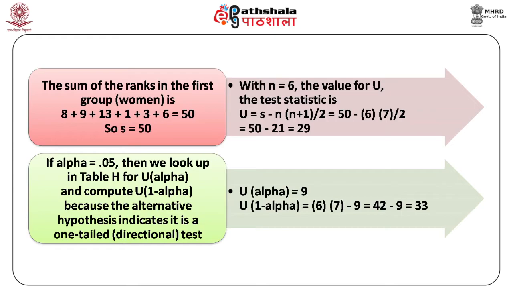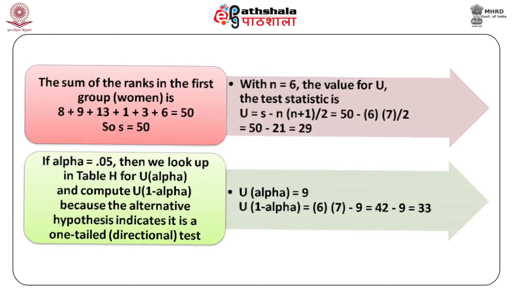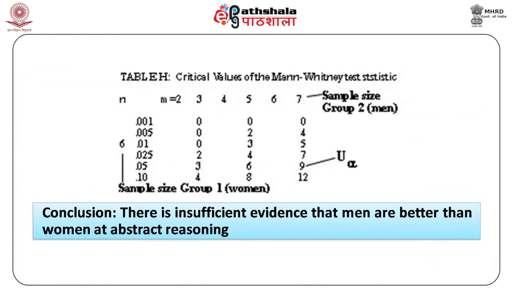If alpha is 5% or 0.05, then we look up in table H for U alpha and compute U1 minus alpha, because the alternate hypothesis indicates it is a one-tailed, that is, directional test. U alpha is equal to 9 and U1 minus alpha equals 6 into 7 minus 9, that is 42 minus 9, which is 33. Decision rule: reject the null hypothesis if U is less than 9 or U is greater than 33. Otherwise, do not reject the null hypothesis.